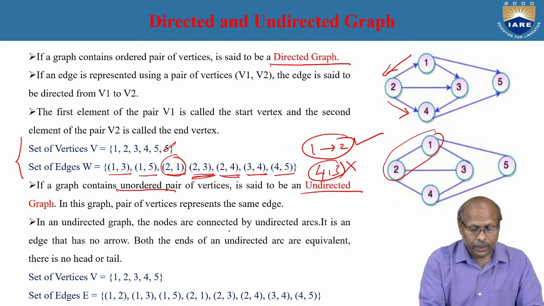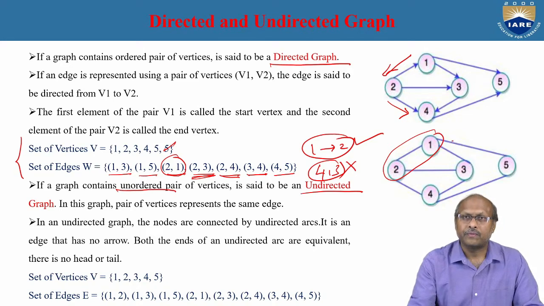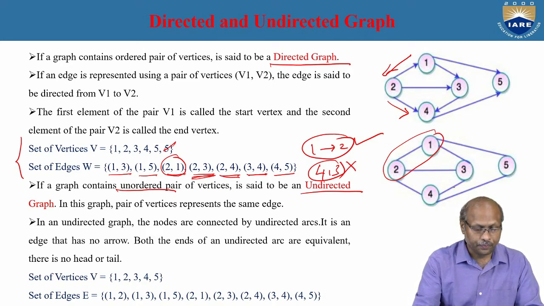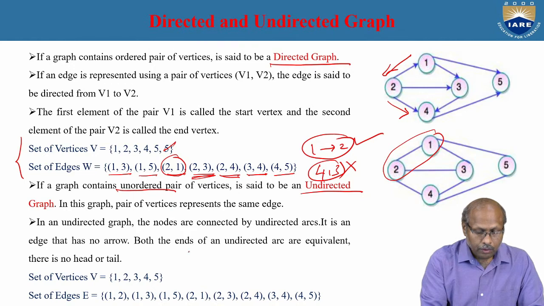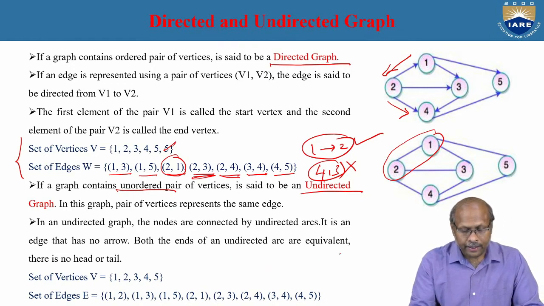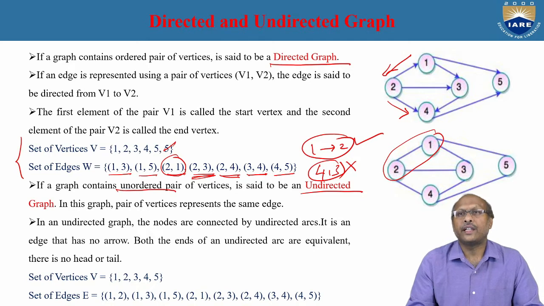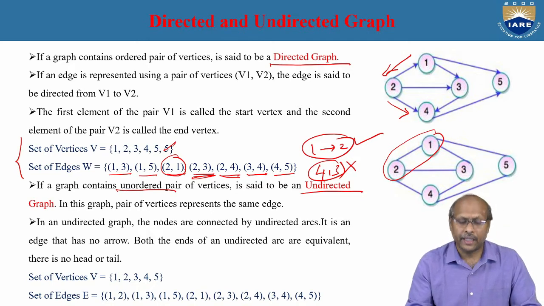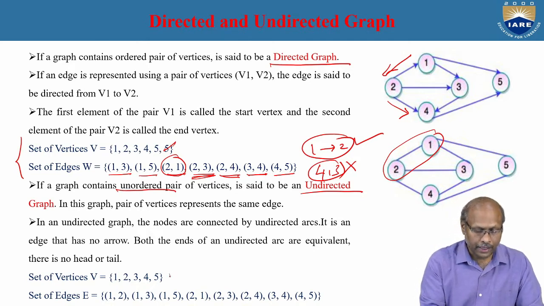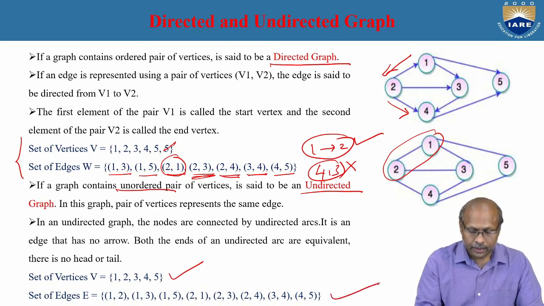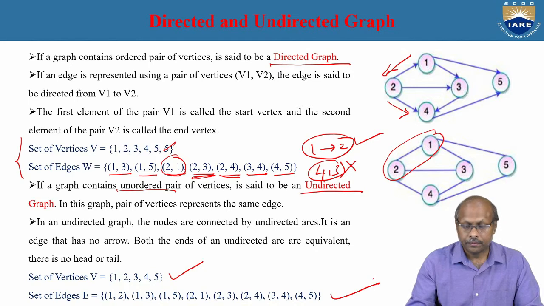In an undirected graph, the nodes are connected by undirected arcs. It is an edge, hence no arrow at all. Both ends of an undirected arc are equivalent. There is no head or tail, no starting or ending. Anything can be starting or anything can be ending. So you can write like this, 1, 2, 3, 4, 5, 6, and these are the vertices.